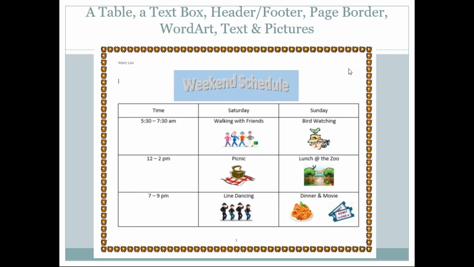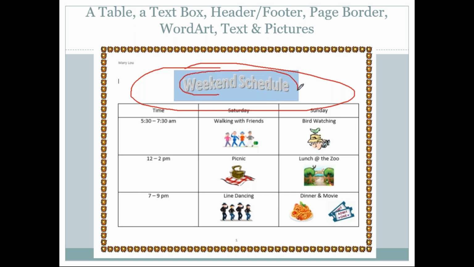We do see a text box, which is what we see right here where it says weekend schedule. In that case, we just have a box, and we've typed some text into it. Like I said, if we need to, we can always move that text box, resize it, and format it. Inside the text box, we have actual text, of course. The way that text is formatted has a little bit of artistic flair to it. In that case, it was built using something called word art.